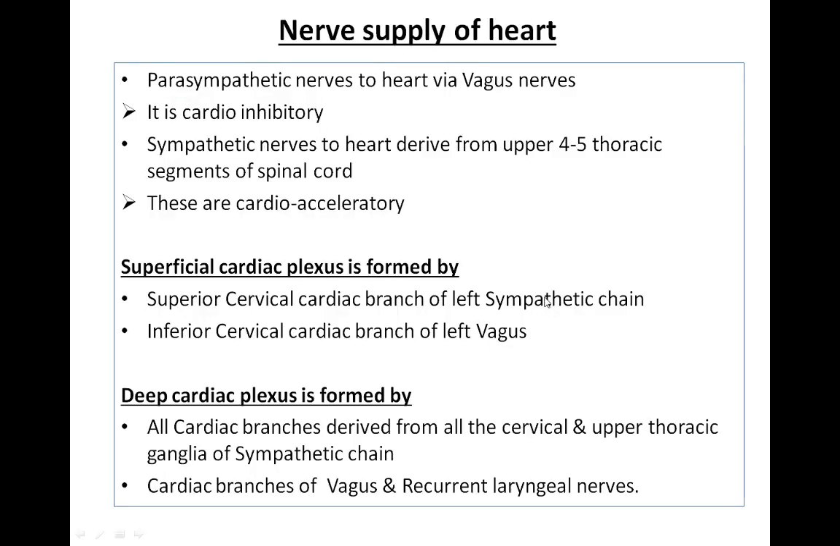Now, how is this cardiac plexus formed? The parasympathetic nerve is derived from the vagus nerve, which is cardio-inhibitory. If you overstimulate the vagus nerve, there is cardiac stoppage. So if you want to kill someone, you just try to stimulate the vagus nerve. Also, the posterior wall of the external auditory canal is supplied by the vagus nerve.